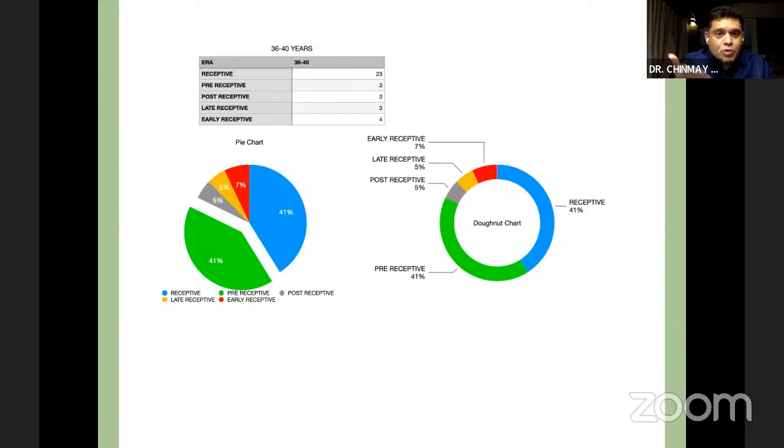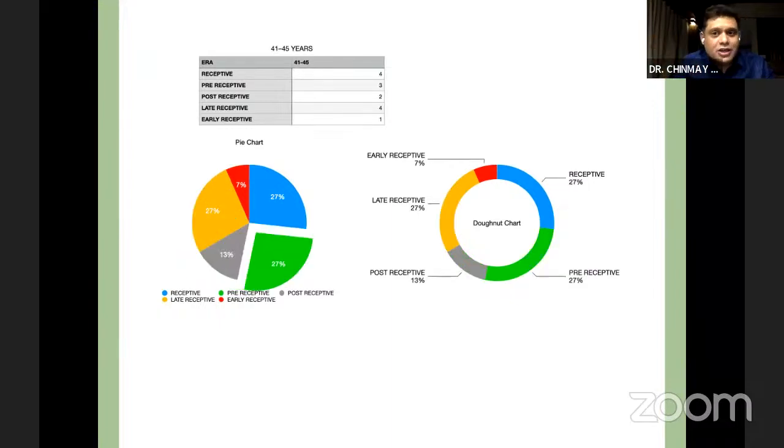Look at this. The moment we reach 36 to 40 years, you will see the rest of the figures increasing, where close to 50, close to 60% of patients are now in a non-receptive window. That is how our IVF results actually start dropping. Look at this, 41 to 45. Again, you will see most of the patients will have a displaced implantation window.